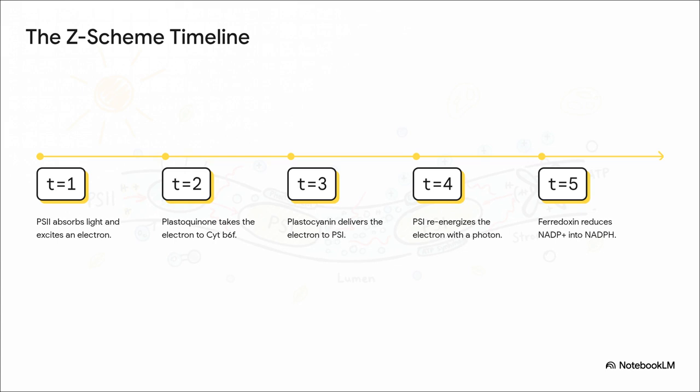It starts when PS2 absorbs a photon, exciting an electron that is immediately stolen away by an acceptor. The electron then rides a mobile carrier called plastoquinone over to the cytochrome b6f complex. From there, another carrier, plastocyanin, delivers it to photosystem 1. Then PSI gets hit by another photon, re-energizing that tired electron, sending it to ferredoxin, and finally using it to reduce NADP+ into NADPH. It is literally a microscopic bucket brigade of electrical current.